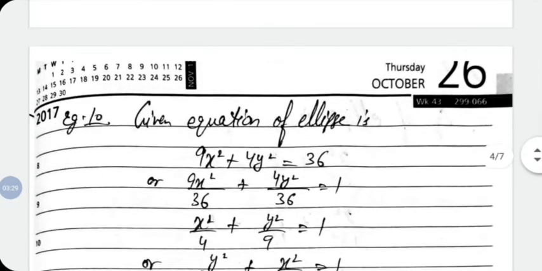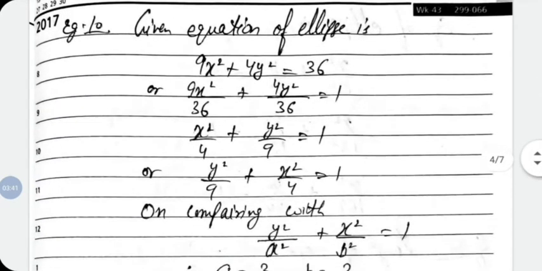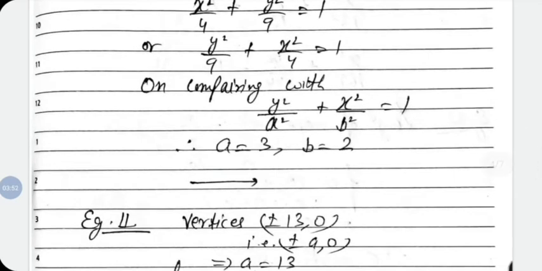If you see example number 10, the given equation of the ellipse is 9x square plus 4y square is equal to 36. Dividing both sides by 36, it becomes x square upon 4 plus y square upon 9 is equal to 1. Here the value 9 is greater than that of 4 and lies under y. That's why it is the vertical ellipse represented by y square upon a square plus x square upon b square is equal to 1. The value of a is 3 and b is 2. Then in the same way we have to find the vertices, foci, length of latus rectum, major axis and minor axis. So you do it by yourself.